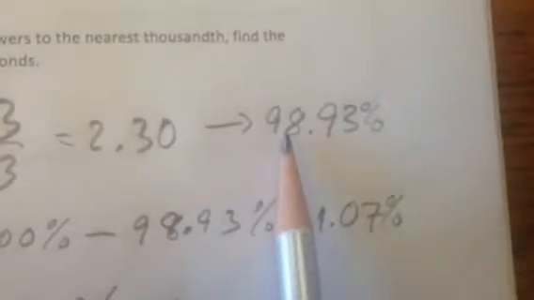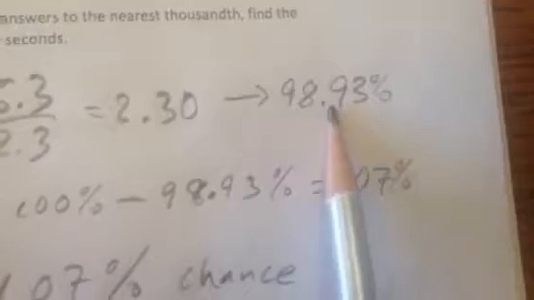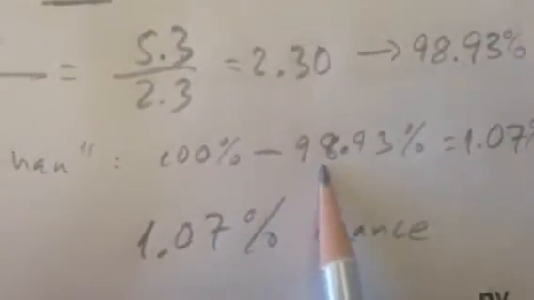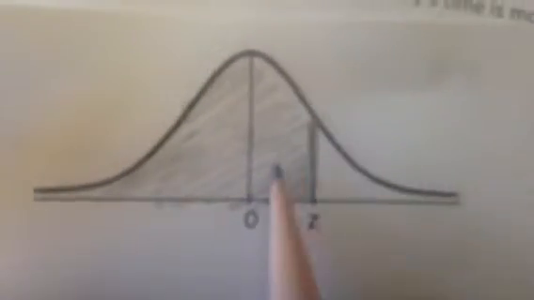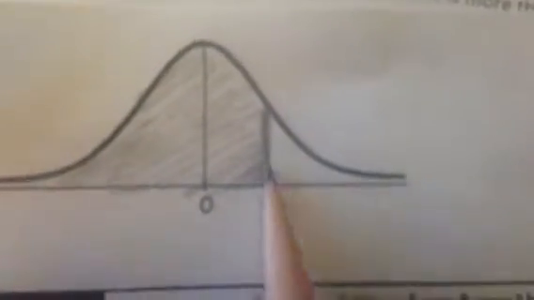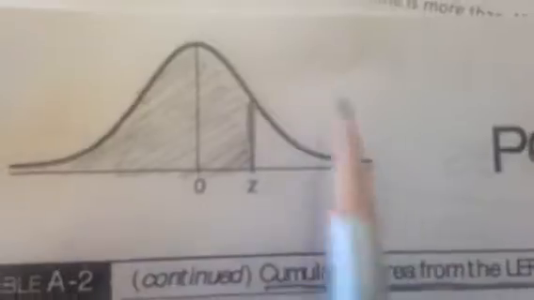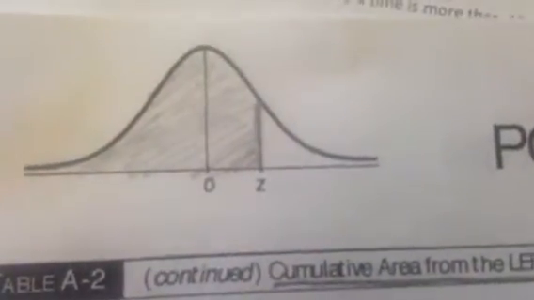Well, no big deal. You take your probability and you subtract it from 100%. That's the area to the right. Remember, the probability given in the chart is the area to the left. But if you want the area to the right, just subtract it from 100%, because the whole thing is 100%. So, there we go.